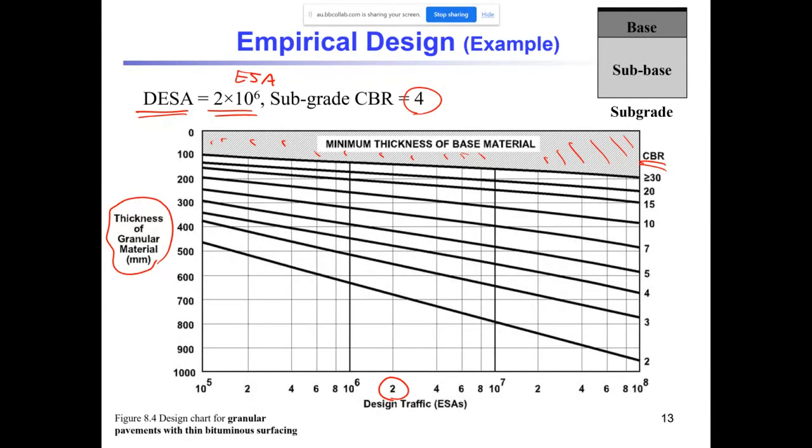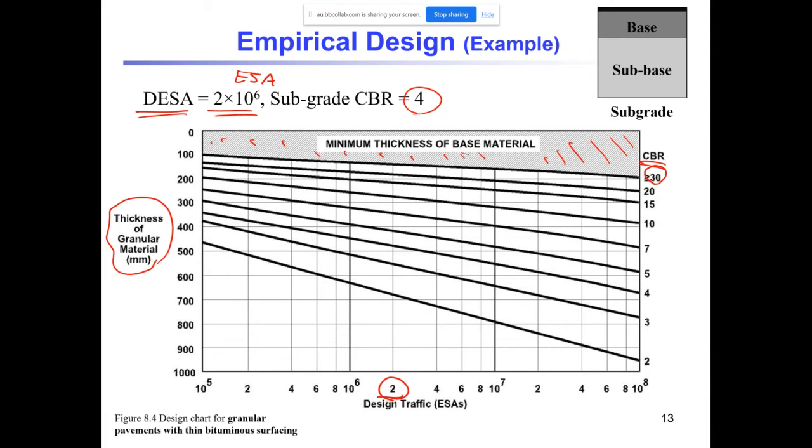So for a specific design traffic, you need to consider at least a minimum thickness for the base layer. What should be that base layer? That base layer should have CBR larger than 30 based on the chart and based on Austroads, right? So this is the minimum value of strength you need to consider for the base layer. Base layer should be a material with the CBR value larger than 30.